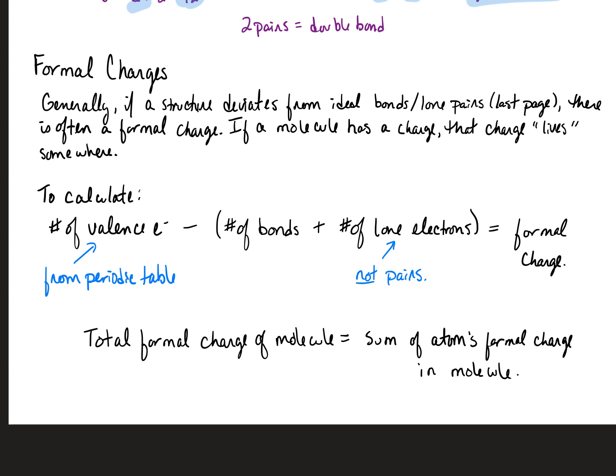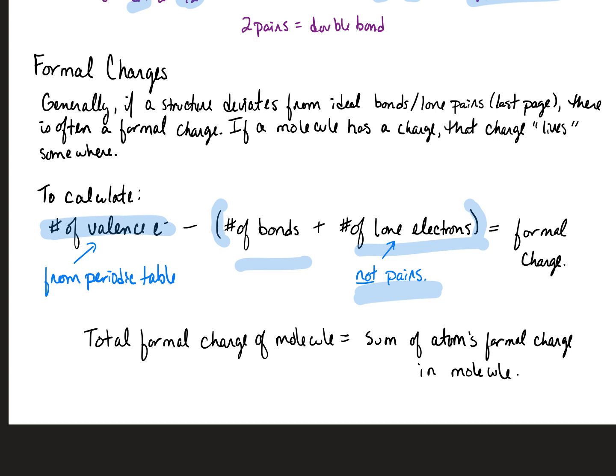For example, you may have an oxygen with a negative charge on it, and it would have then 3 lone pairs and 1 bond. That is a perfectly normal thing to see. So then let's look at how to calculate that. It is the number of valence electrons from the periodic table, the same number we just counted, minus, and I put this in parentheses on purpose, this is the whole thing right here, okay? So the number of bonds and the number of lone electrons, not pairs, the number of lone electrons. So you can consider it this way.